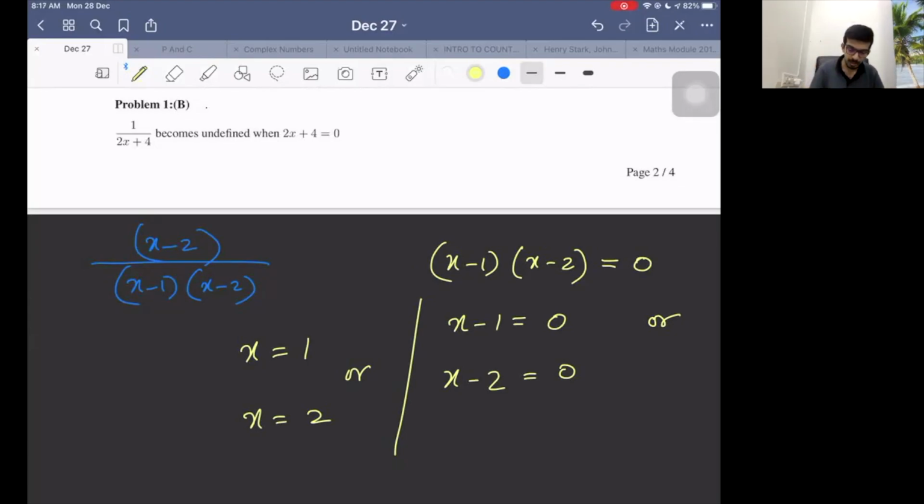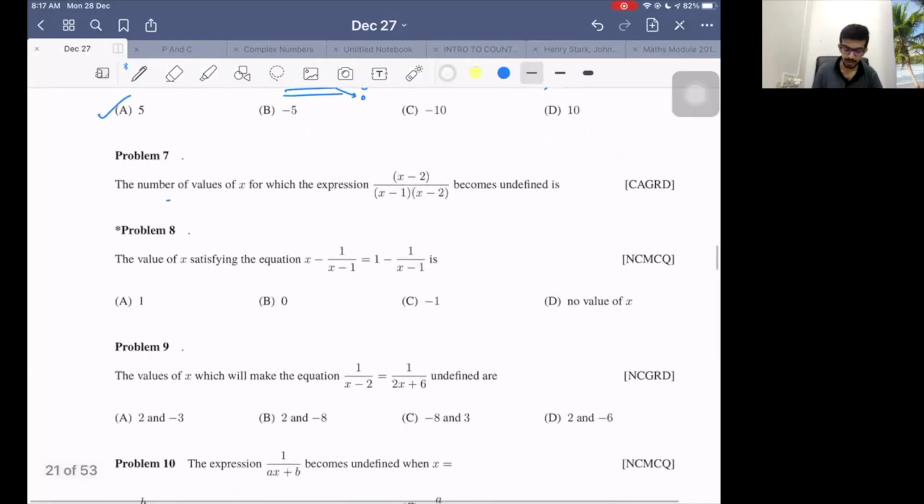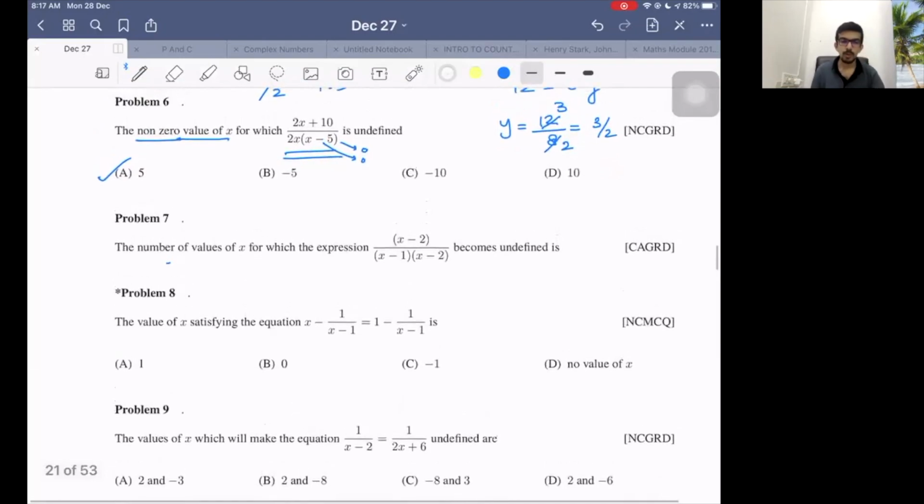Don't get confused because there is an x minus 2 in the numerator. You might be thinking that you can easily cancel these off, but it's not possible. You can cancel these off only if x is not equal to 2. The question talks about a different thing. The question is asking at which values of x this expression becomes undefined. Those points are the points where the denominator becomes 0, which are x equal to 1 and x equal to 2. So there are 2 points. The number of values of x for which the expression becomes undefined is two.